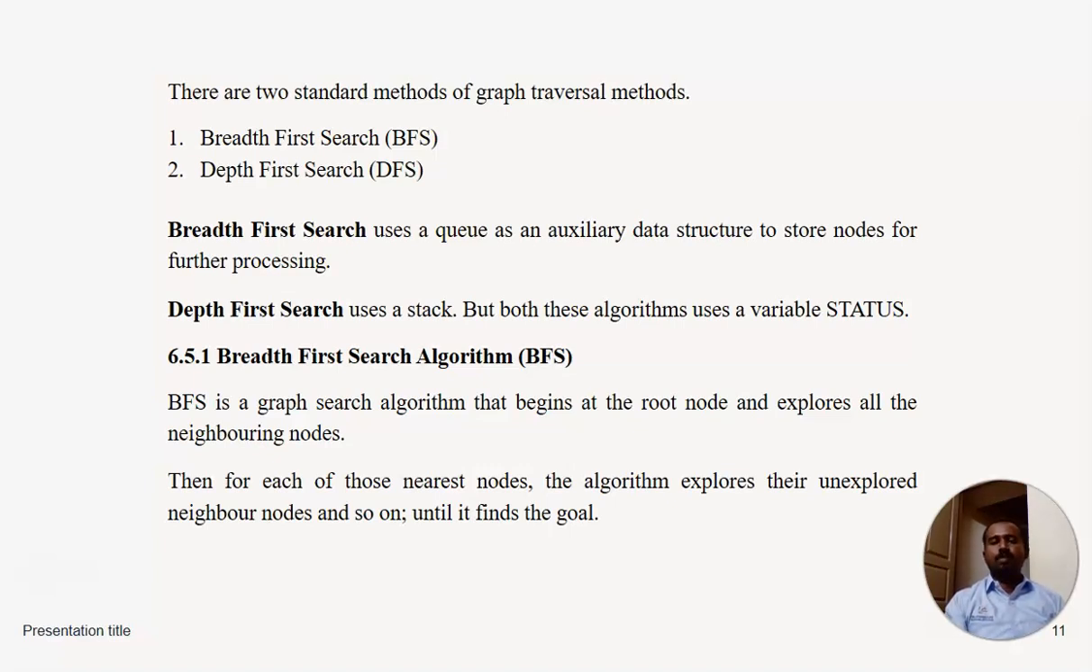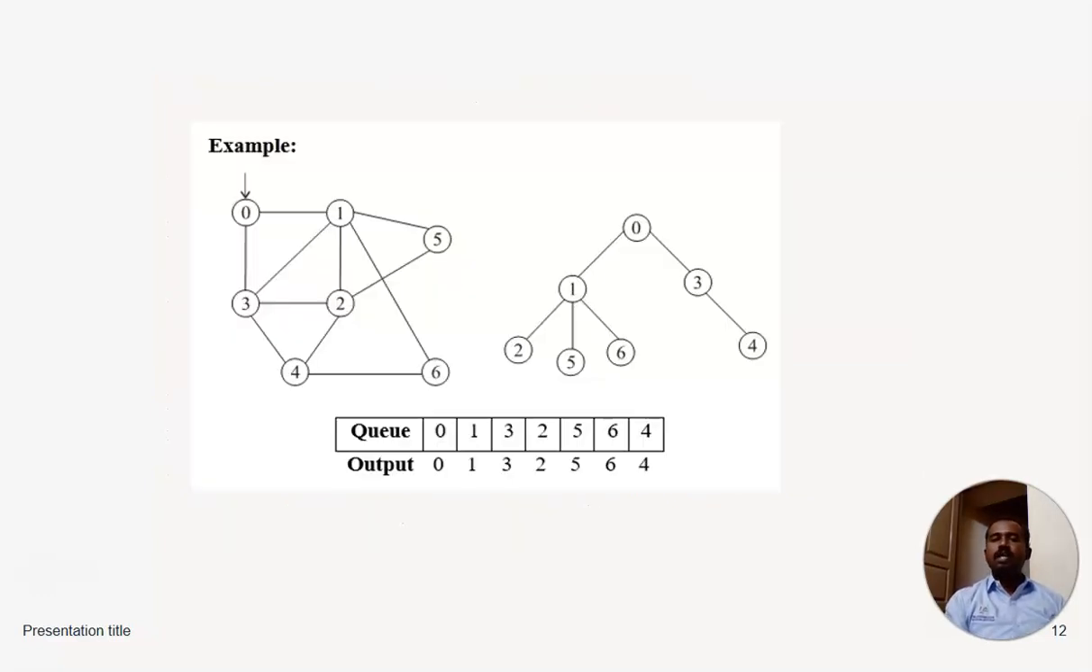We have a detailed explanation about the breadth first search algorithm. What is meant by BFS? BFS is a graph search algorithm that begins at the root node and explores all the neighbor nodes. Then for each of these nearest nodes, the algorithm explores their unexplored neighbors, and so on, until it finds the goal. This is the example diagram of breadth first search. Breadth first search means you search the nodes breadthwise.